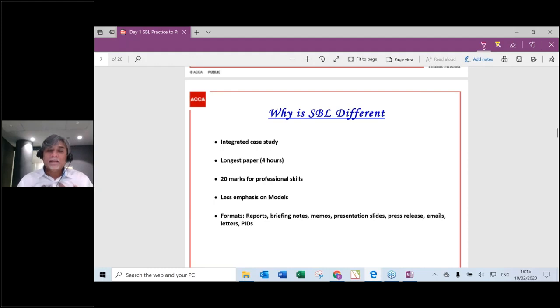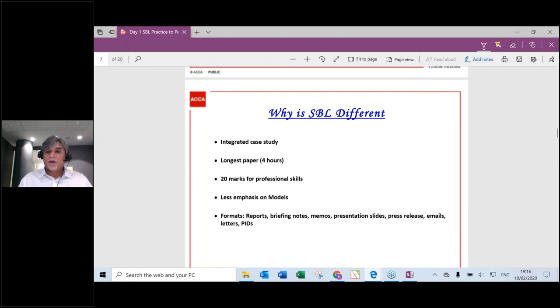So my suggestion would be to stay away from models as much as possible. Even if you don't use models, you are safe. In every examiner's comment, the examiner has mentioned that students try to use models unnecessarily. So we will not make that mistake.